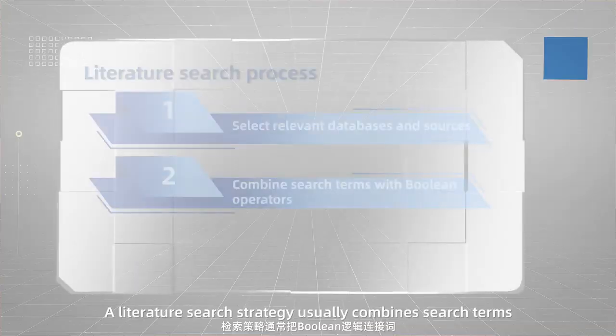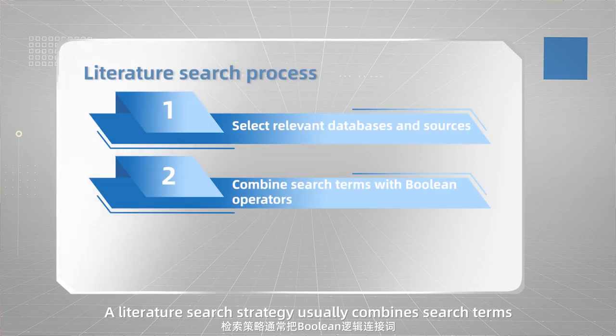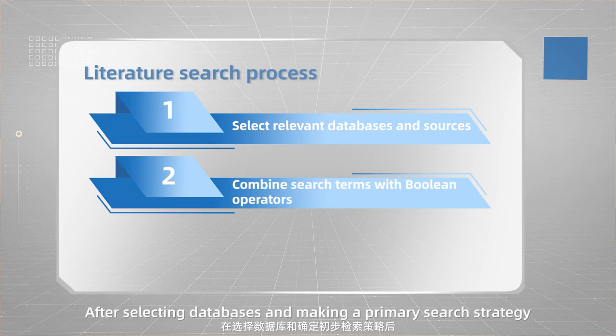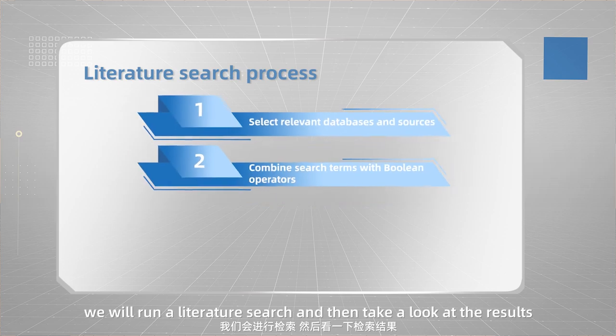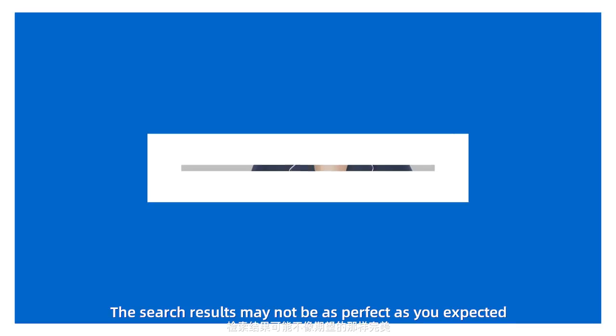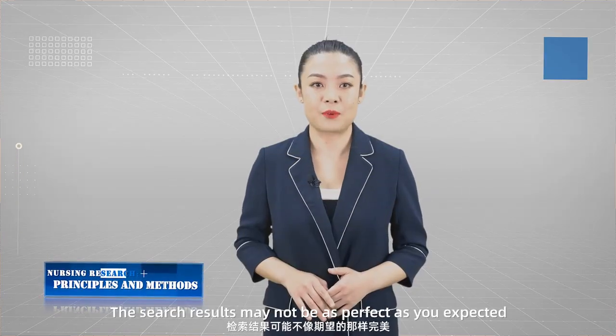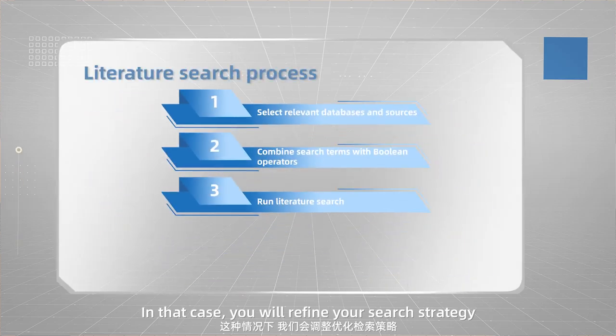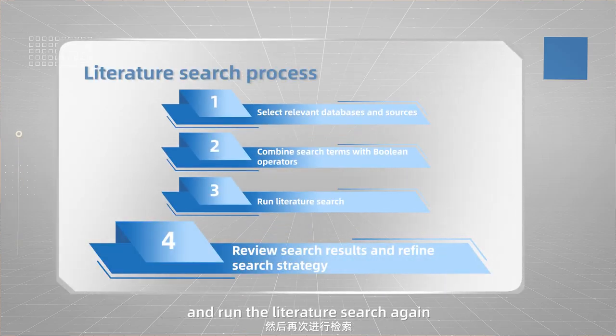A literature search strategy usually combines search terms with Boolean operators. After selecting databases and making a primary search strategy, we will run a literature search and then take a look at the results. The search results may not be as perfect as you expected. In that case, you will refine your search strategy and run the literature search again. You may go back and forth several times until the search results look good.